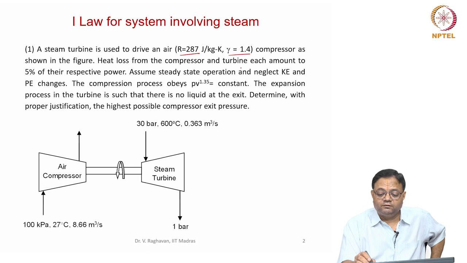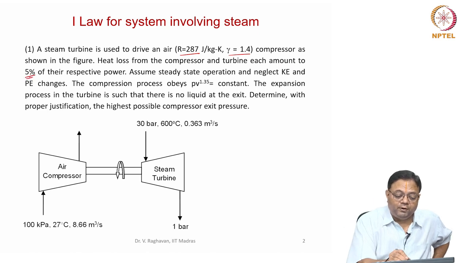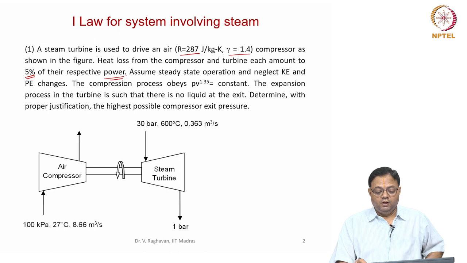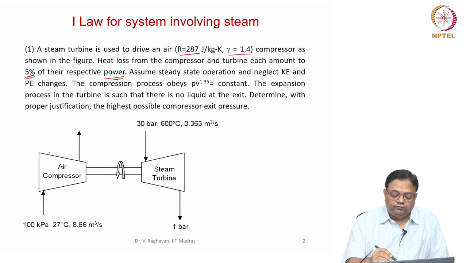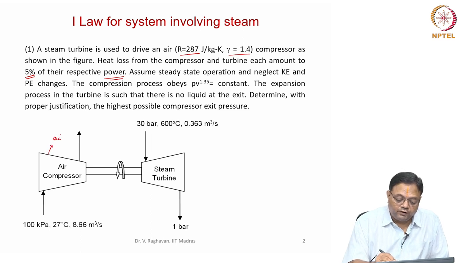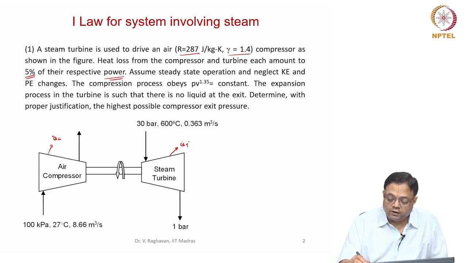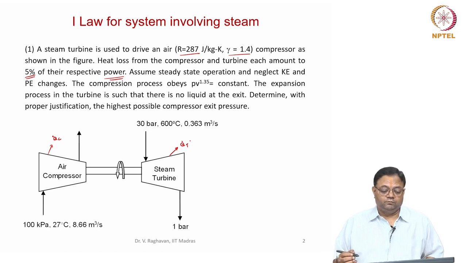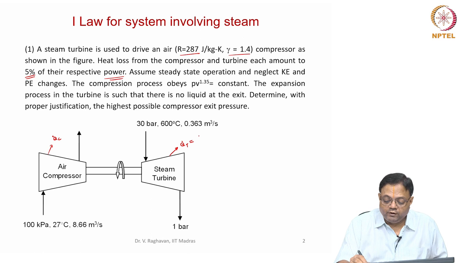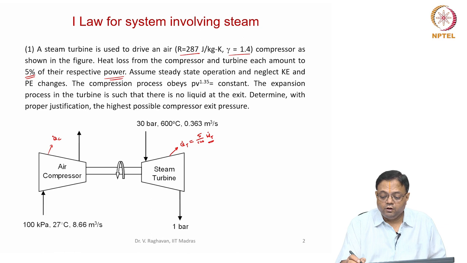The heat loss from the compressor and turbine each amount to 5% of their respective power. That means there is a heat loss from this, as this is not fully insulated. So, there is a heat loss Q dot compressor, and there will be heat loss Q dot turbine. This actually will be 5% of the respective power. So, for example, this will be 5 by 100 into W dot T, the power developed by the turbine.